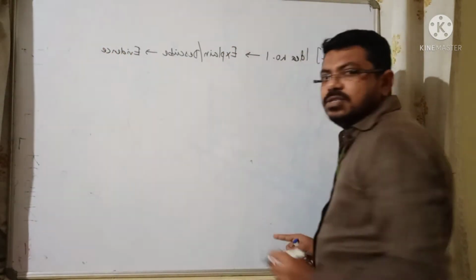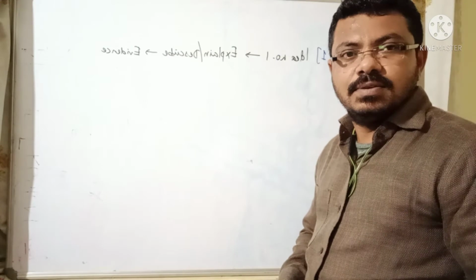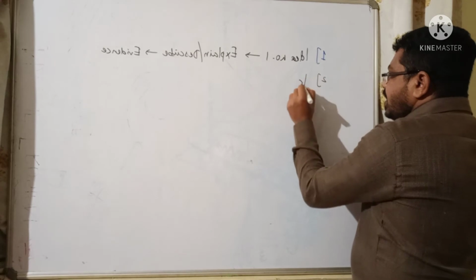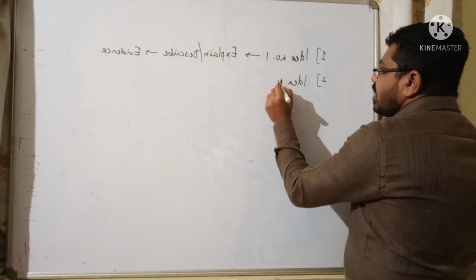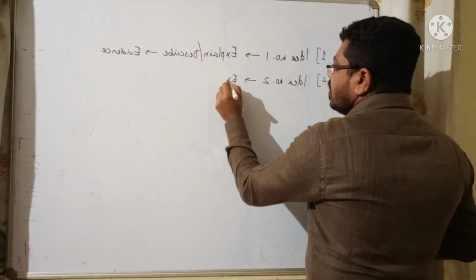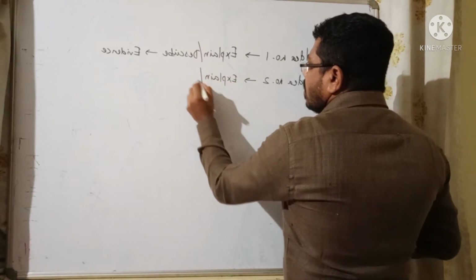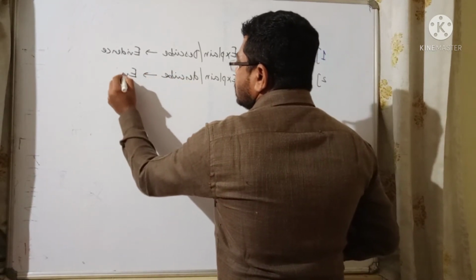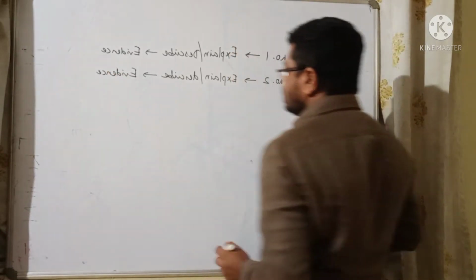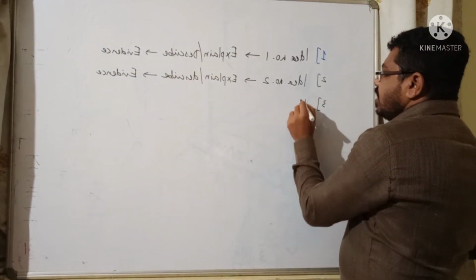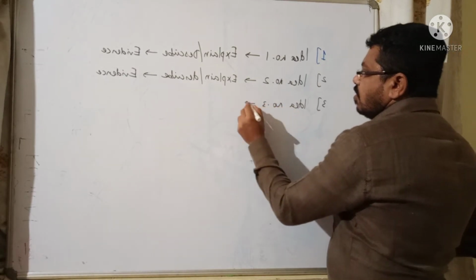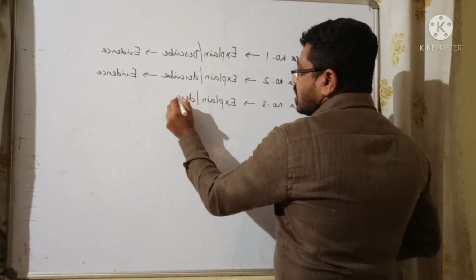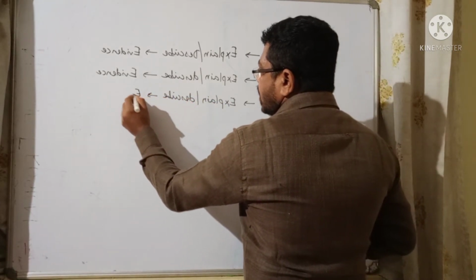At least one evidence or more than one evidence, that depends. This is your first idea. In the same way, you need to move to idea number 2. Idea number 2, explain or describe, and put up an evidence or evidences. And then third, idea number 3, explain the idea or describe the idea and give an evidence.